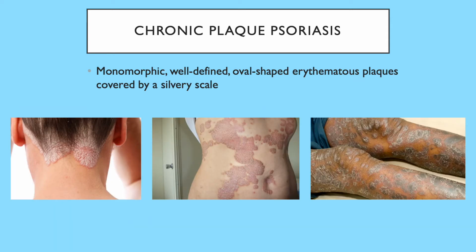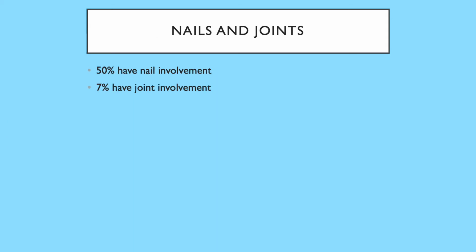The most common form of psoriasis is chronic plaque psoriasis, and this is the form that we will focus on in this lecture. Chronic plaque psoriasis typically presents as monomorphic, well-defined, oval-shaped erythematous plaques covered by a silvery scale. It usually affects the scalp, behind the ears, trunk, buttocks, and extensor surfaces on the arms and legs. Lesions are usually distributed symmetrically. On white skin, the plaques are pink or red, and on darker skin, plaques look grey or purple. Lesions on the scalp may be associated with hair loss.